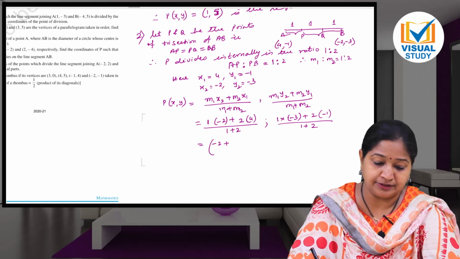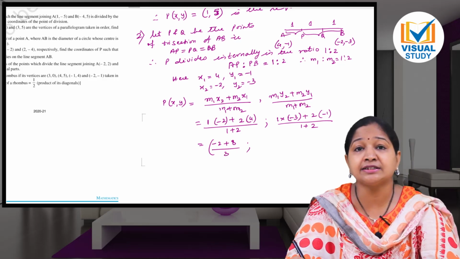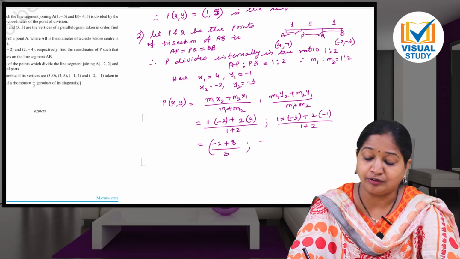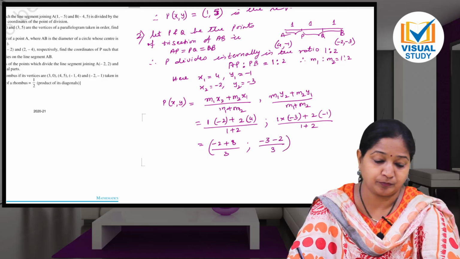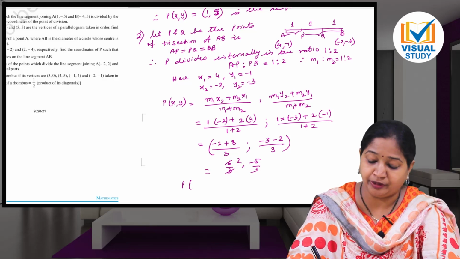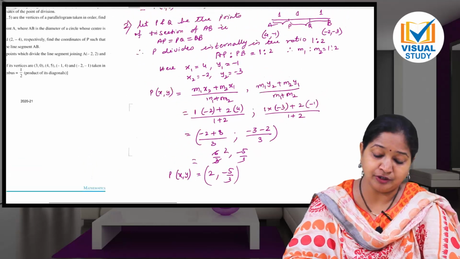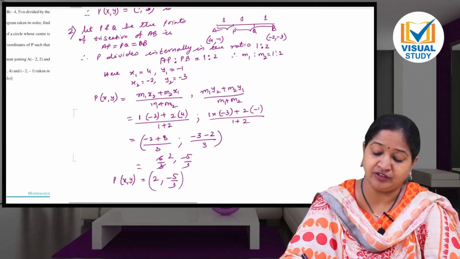Minus 2 plus 8 upon 3. Actually in this lesson there is a lot of calculations. Minus 3 minus 2 upon 3. So you get 6 upon 3 and minus 5 upon 3, and the P point, that is x, y, is 2 and minus 5 upon 3. Okay. What will be your Q point? What will be your Q point?